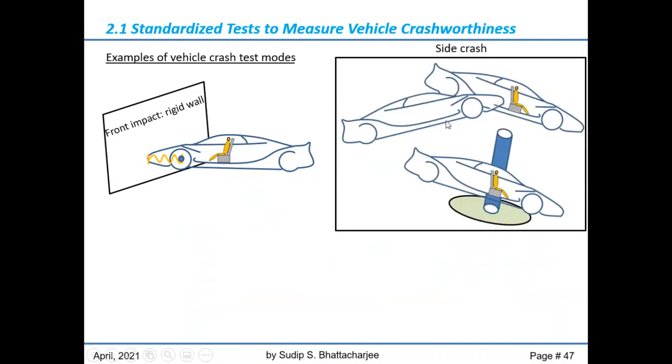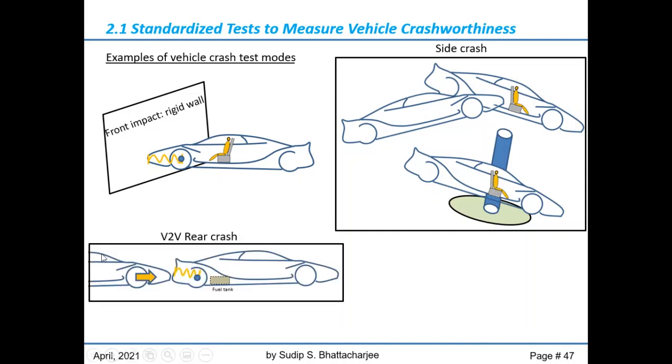Side impact could be a vehicle impacting another vehicle from the side, or a moving deformable impactor impacting the vehicle. There is also another test where the vehicle is launched against a rigid pole and we measure the performance of the vehicle and the instrumented dummy in it. For rear impact, one vehicle can impact the rear end of a target vehicle, or again a moving deformable impactor can impact the vehicle.